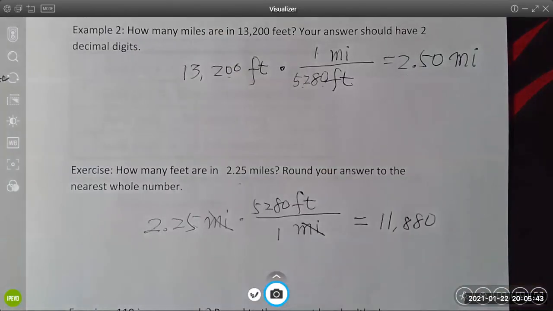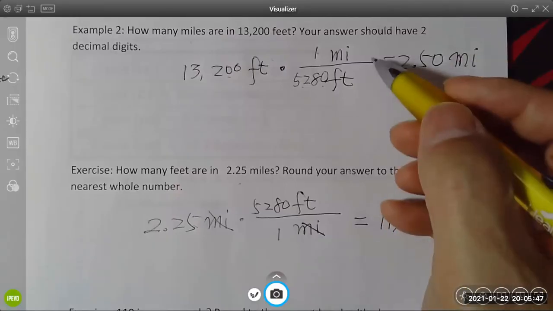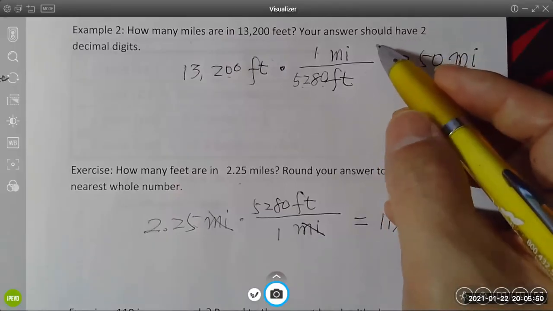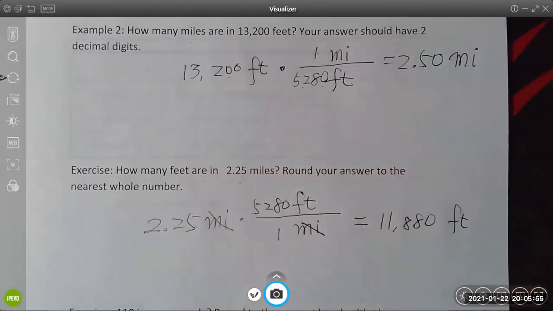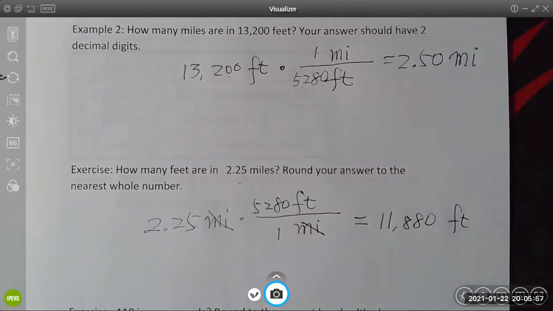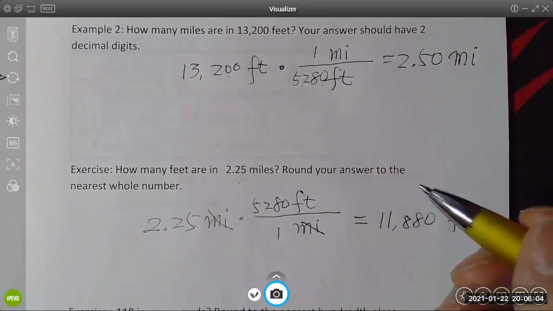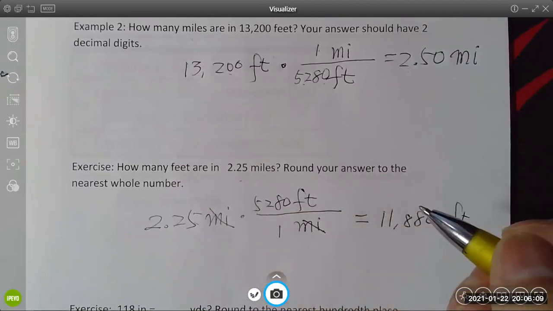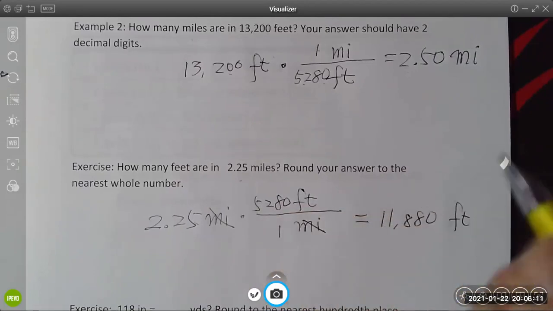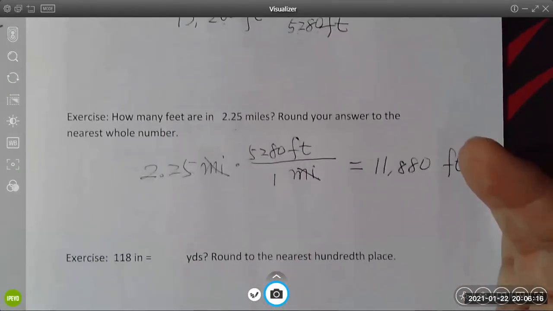Your answer, round to the whole number. This is going to be fit. So this one, it says round to two, you need to have 2 decimal digits. This one we round to the whole number. In this exercise, I created those problems by requiring you to round to different places. Not only do you learn how to do conversions, you also learn how to do rounding to different places so that you don't make a mistake when you do your homework.